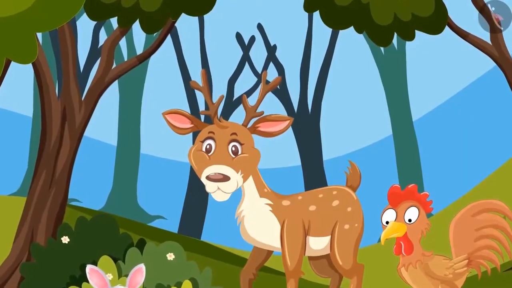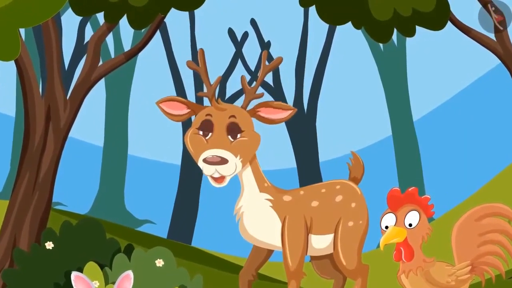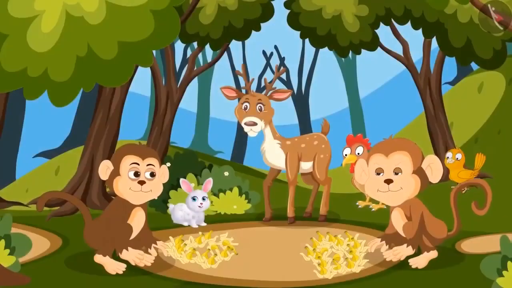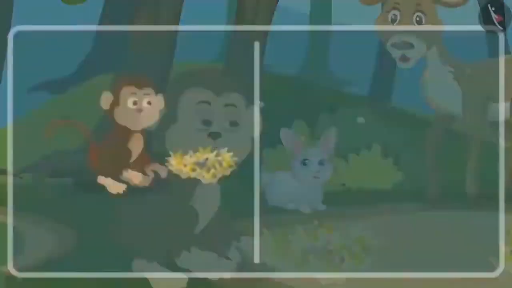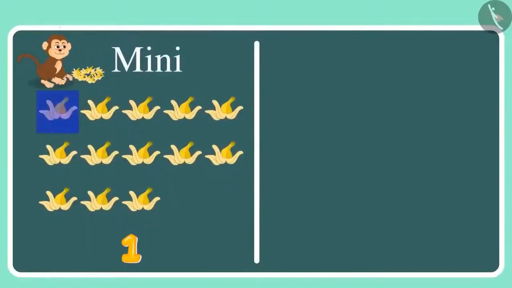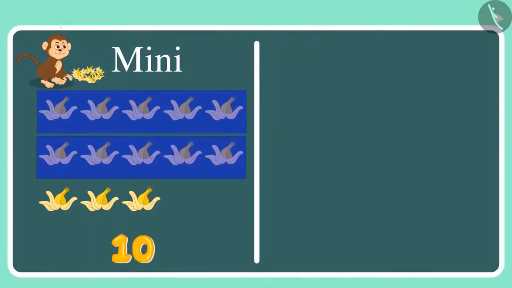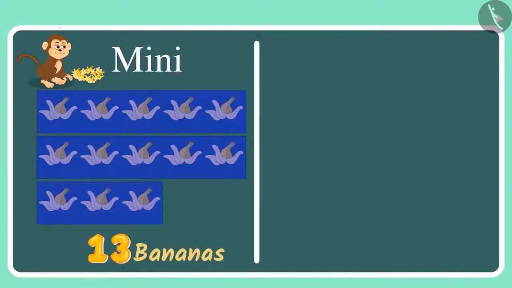Come on, Minnie, eat faster. Okay, the bananas have finished. Now let's count who has eaten more bananas. First, let's count how many bananas Minnie has eaten. 1, 2, 3, 4, 5, 6, 7, 8, 9, 10, 11, 12, and 13. This means that Minnie has eaten 13 bananas.